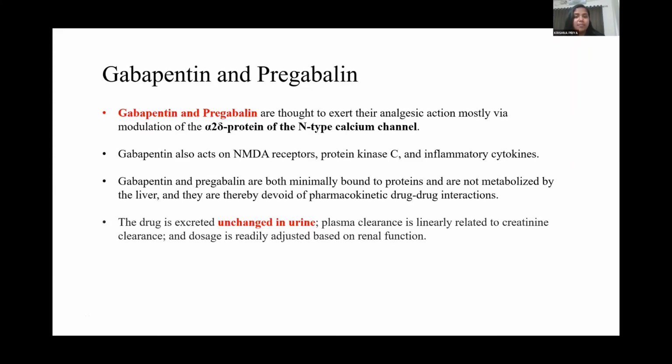So let us compare the most commonly used drugs, gabapentin and pregabalin. Gabapentin and pregabalin are thought to exert their analgesic action mostly via modulation of the alpha-2 delta protein of N-type calcium channels. Gabapentin also acts on NMDA receptors, protein kinase C, and inflammatory cytokines. Gabapentin and pregabalin are both minimally bound to proteins and are not metabolized by the liver, and they are thereby devoid of pharmacokinetic drug-drug interactions. The drug is excreted unchanged in urine, and the plasma clearance is linearly related to creatinine clearance, and the dosage is readily adjusted based on renal function.